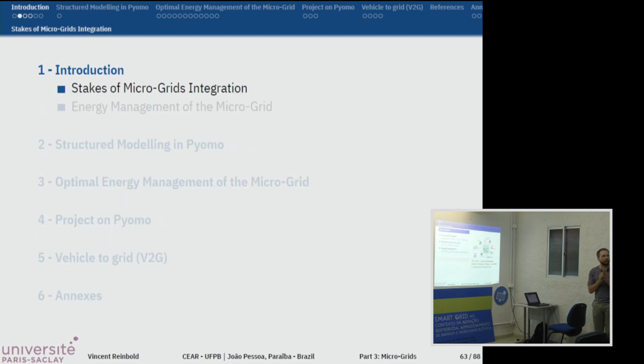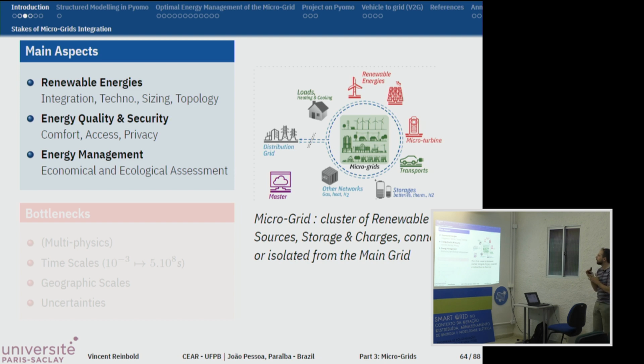Here are the main aspects of the microgrids. So the microgrid here illustrated is a general one. The definition is a cluster, a set of interconnected sources, storage, and loads, connected or isolated to the distribution grid. Okay? So here you have some examples. In the loads, you have heating for Europe, cooling for Brazil.